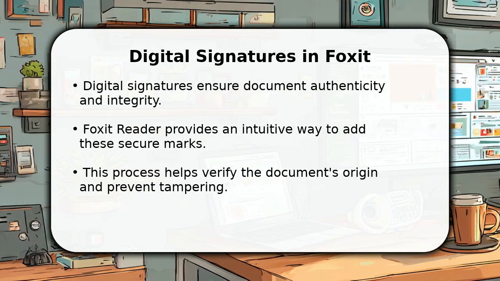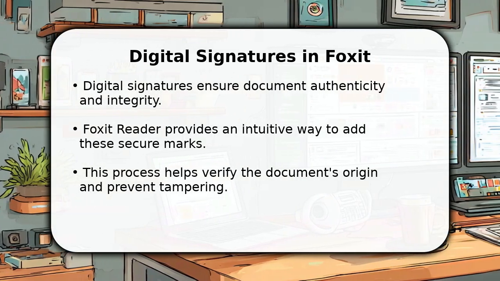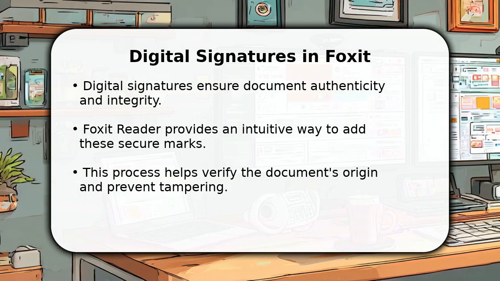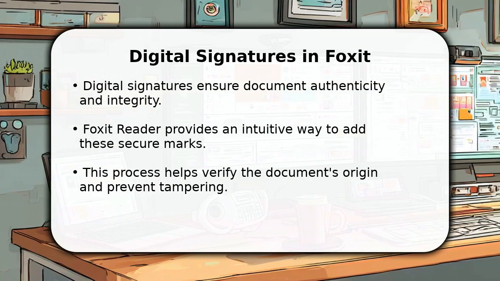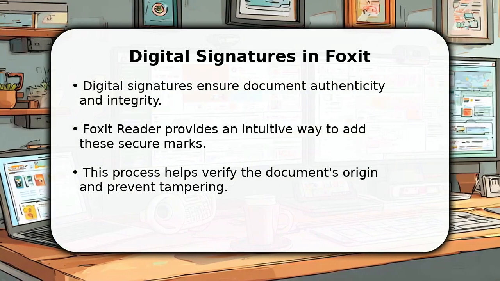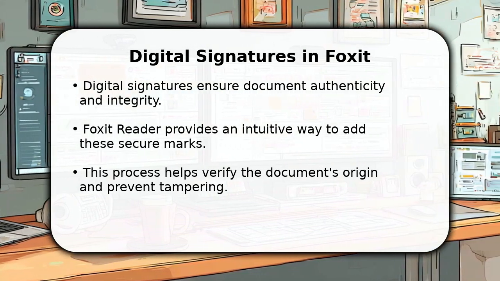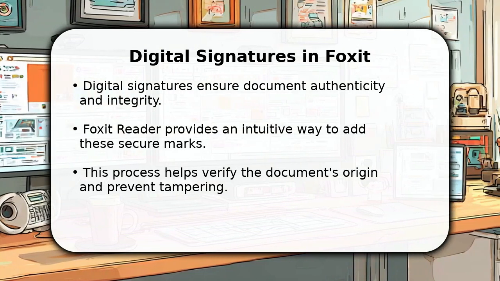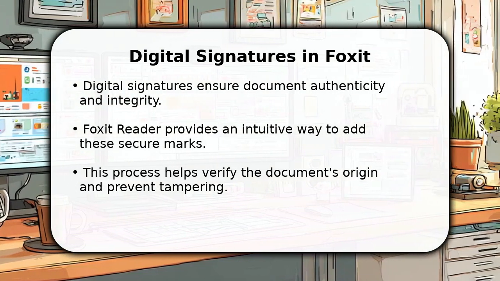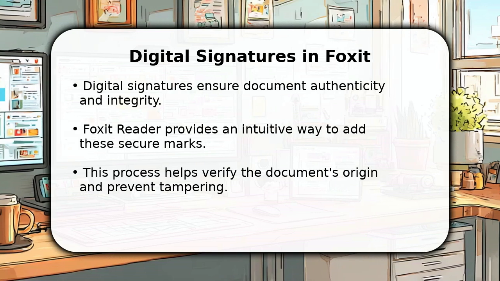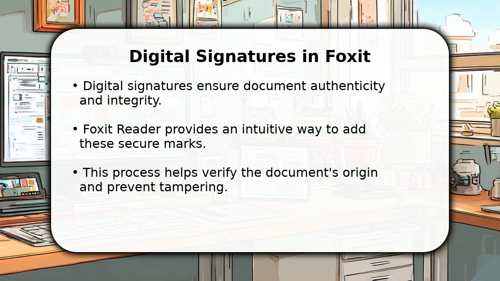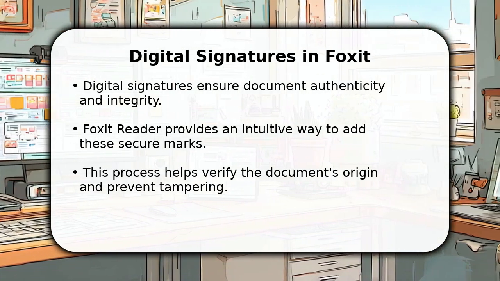In this video, I will explain how to digitally sign a PDF document in Foxit Reader. First, open your PDF document in Foxit Reader and locate the Protect tab at the top of your interface. You will then click on Fill and Sign, and then place signature to begin the process. This initial step prepares your document for the secure signing procedure, setting everything up nicely.